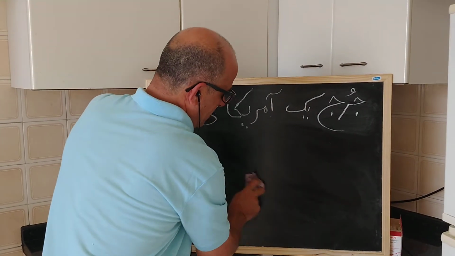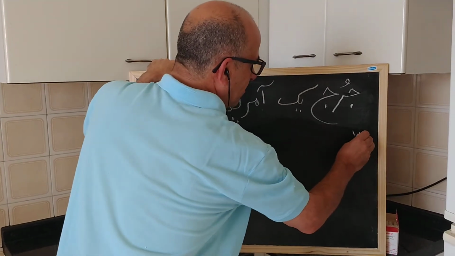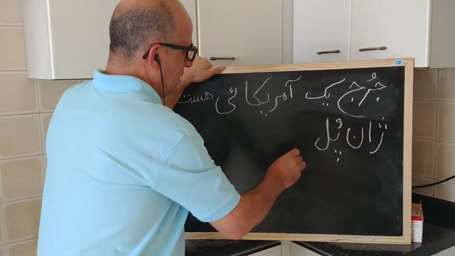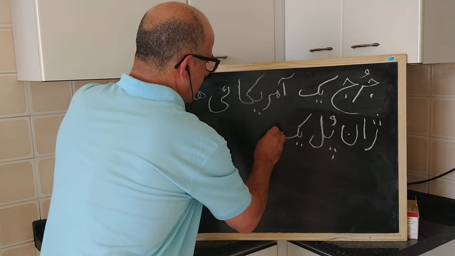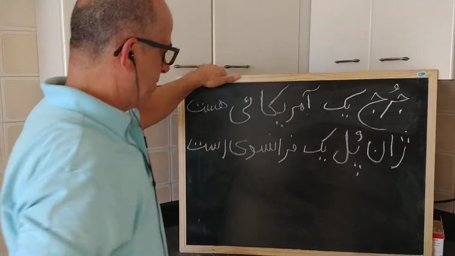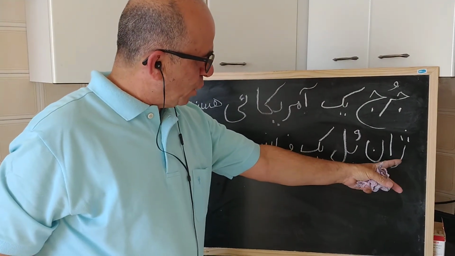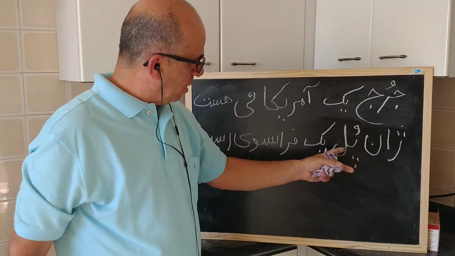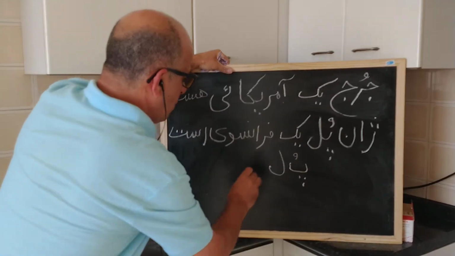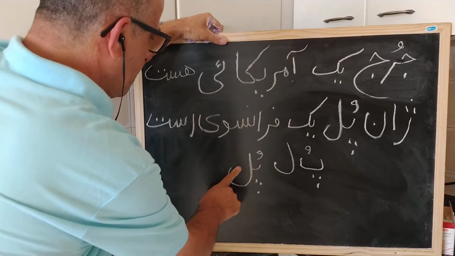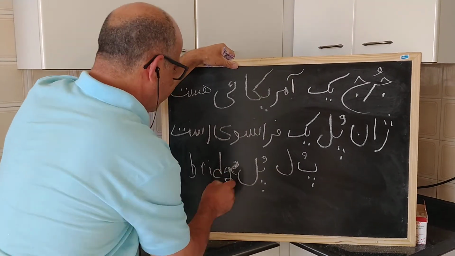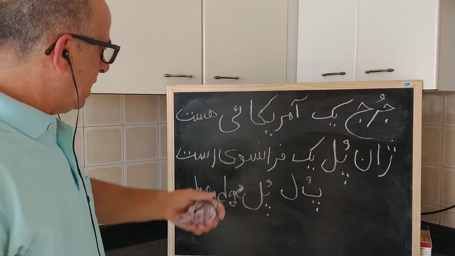Help me with a French name. Let me remember. Jean. Jean-Paul. Jean-Paul yek Faransavi ast. Okay. Jean-Paul. And Paul in Persian is pul, which is also bridge. Paul. Okay? Jean-Paul, yek Faransavi ast.